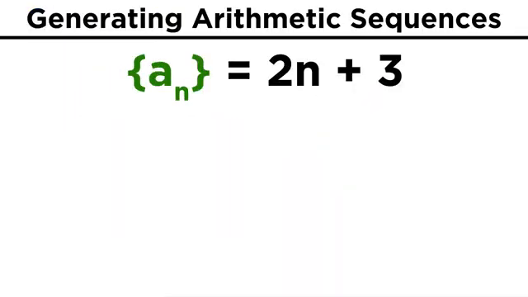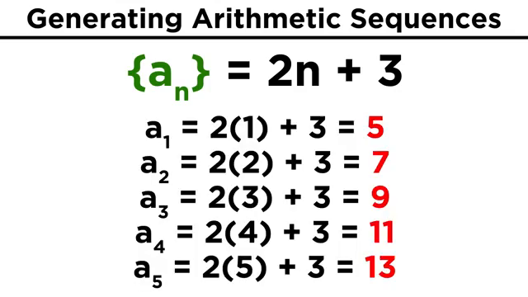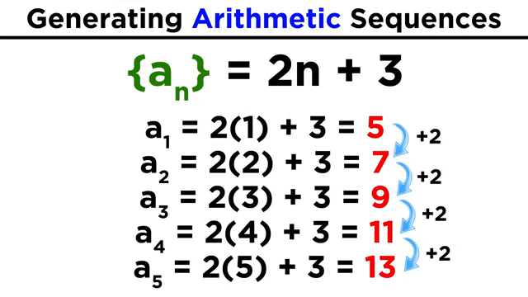We can generate sequences using any expression like this, and they can get pretty complex. Try 2n plus 3. The first term would be 5. The second term would be 7, and then 9, 11, 13. Sequences like this are called arithmetic sequences because each term differs from the previous by a constant amount, in this case by 2. But not all sequences work this way.